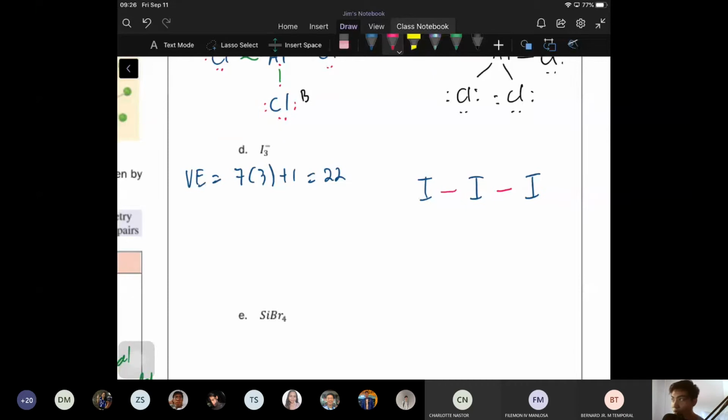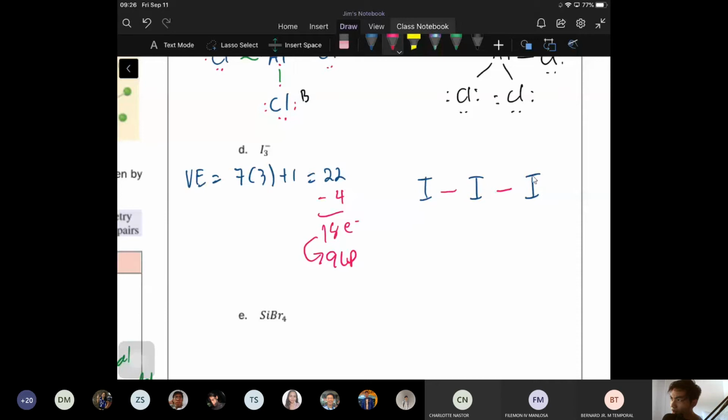So, ilan yung nagamit ko? 4 na electrons. So, minus 4, 18 electrons or 9 lone pairs na. So, ganun yung technique na. So, yung 9 lone pairs, I will distribute them muna sa mga terminals before the central.